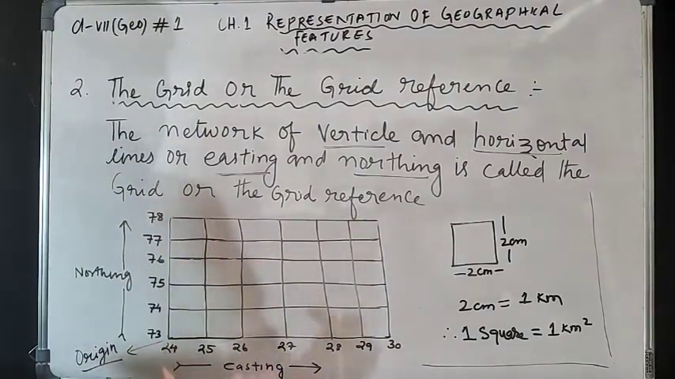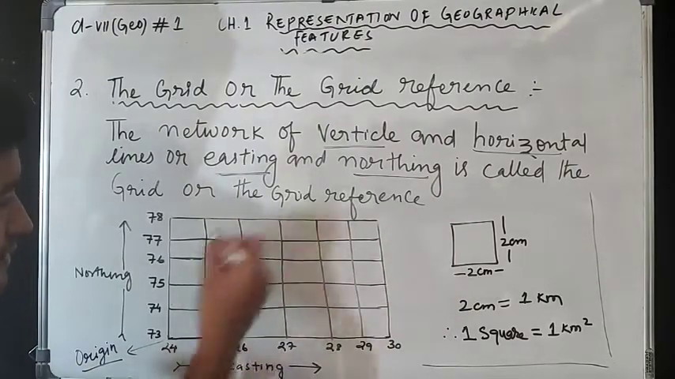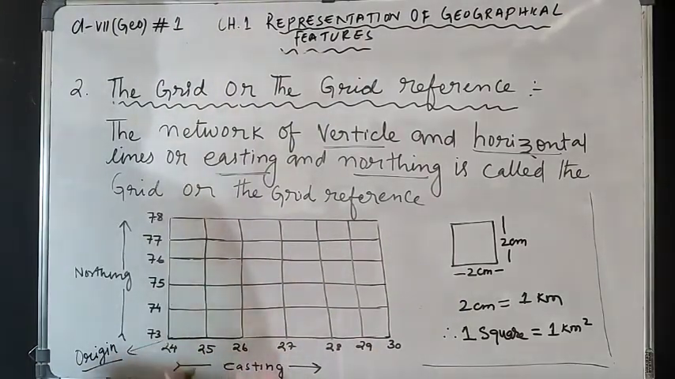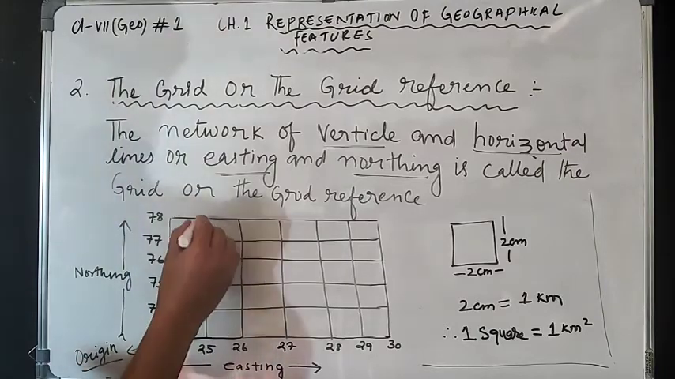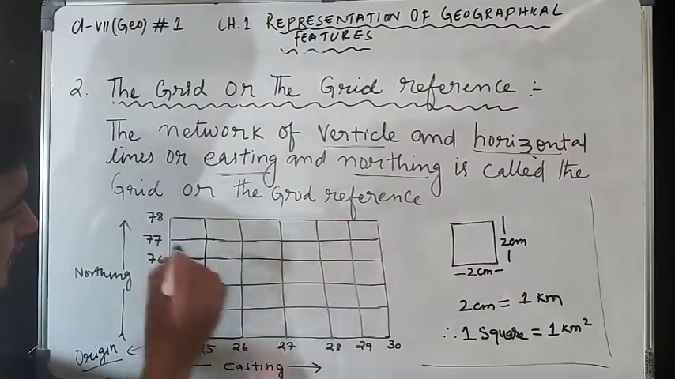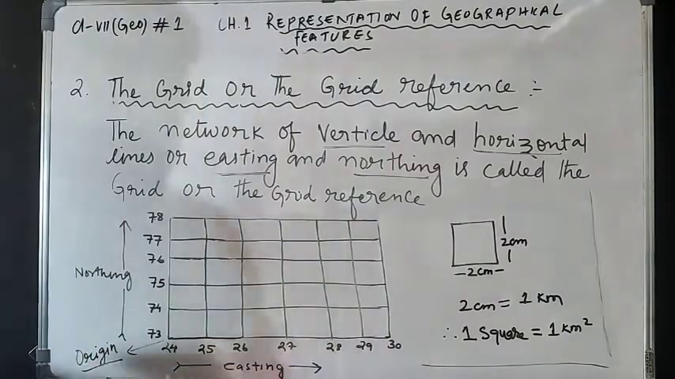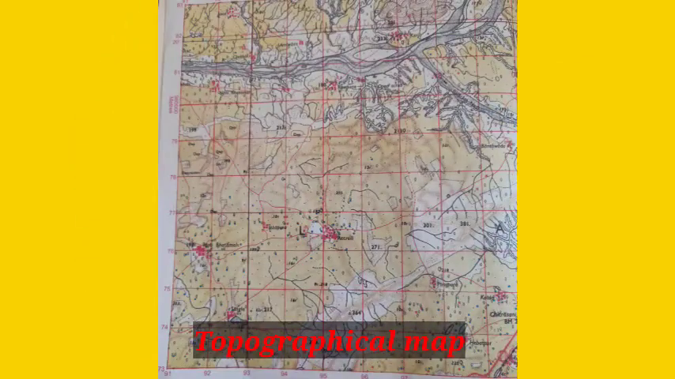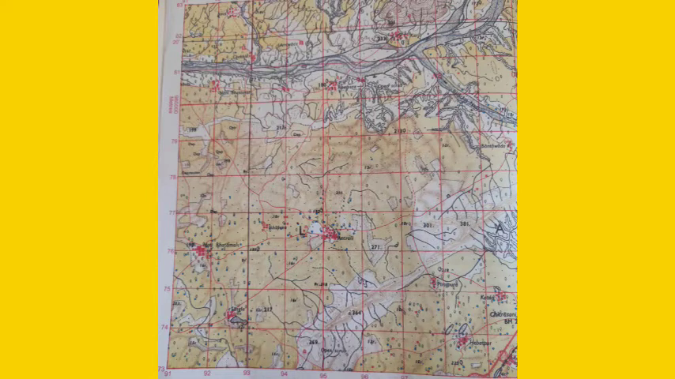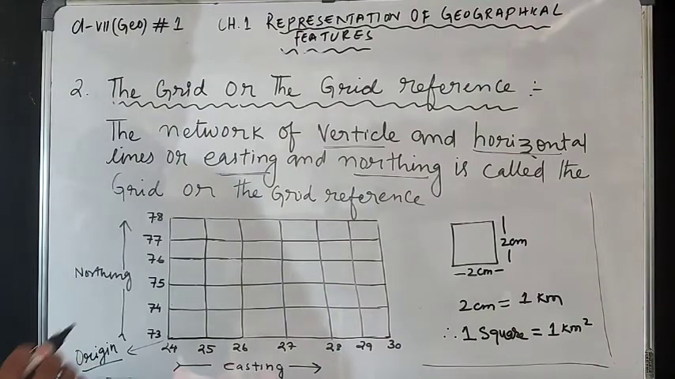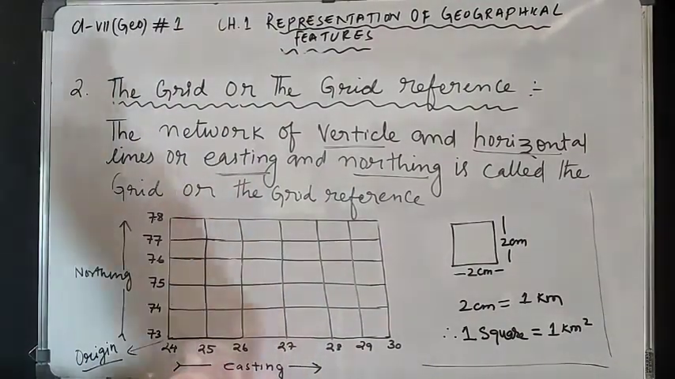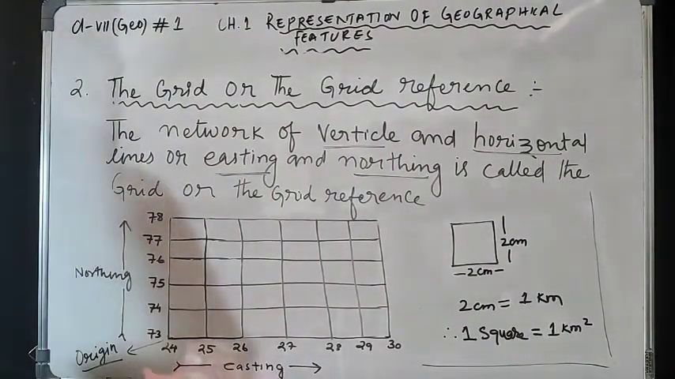So how a grid reference or a grid looks, it looks like this. Here you can see I have made a grid reference. These are vertical lines and these are horizontal lines. Now you see, in this topographical graph, the grid reference is given. It means the network of vertical and horizontal lines is given. This network of vertical and horizontal lines, which is also known as easting and northing, is called the grid reference or the grid.